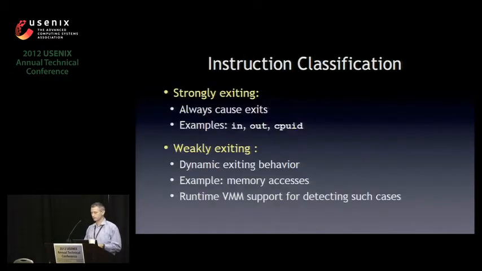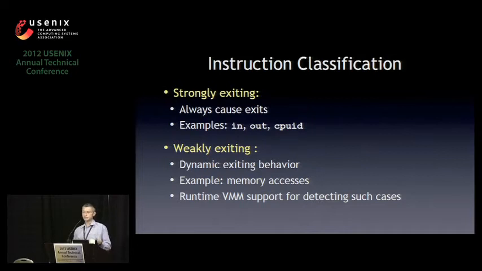So we use the following terminology here. We call instructions such as in, out, or other similar instructions strongly exiting instructions. These are instructions that the translator can label as exiting just by looking at their opcode. On the contrary, instructions such as memory accesses are referred to as weakly exiting instructions because their exiting behavior is dynamic. It depends on the runtime.